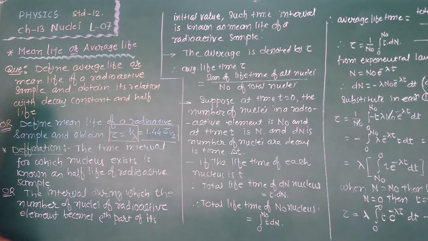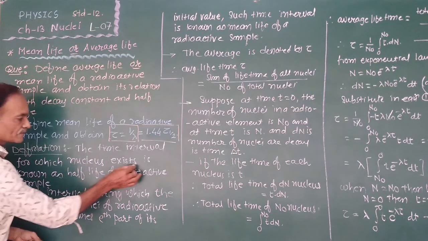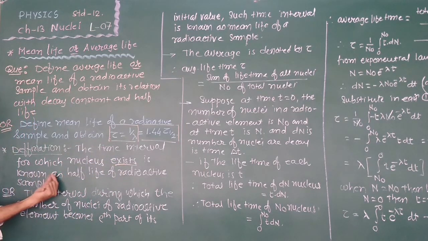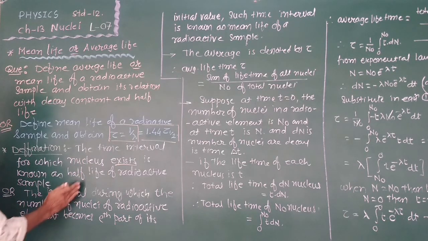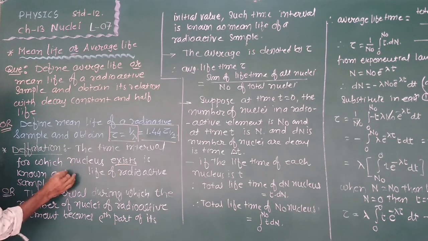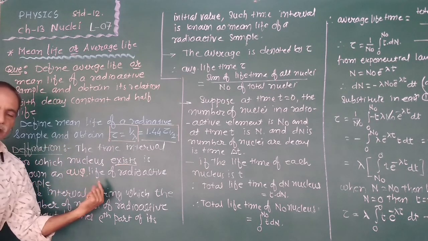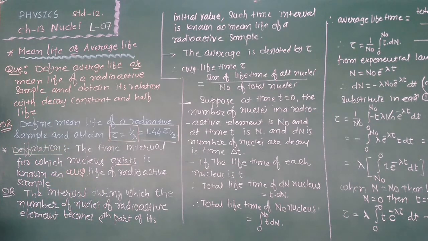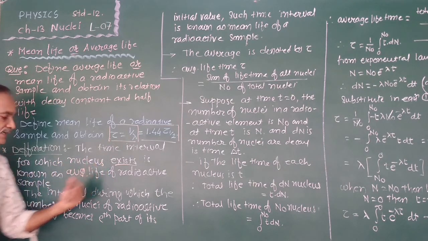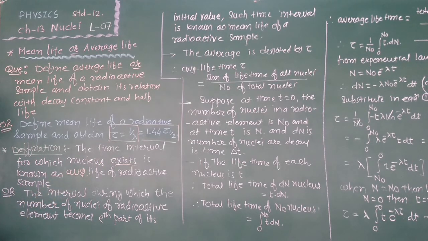Now the definition of average life is that the time interval for which the nucleus exists is known as the average life of a radioactive element. Again, the time interval for which a nucleus exists is known as the average life of a radioactive sample. The other definition is the same as for half-life.